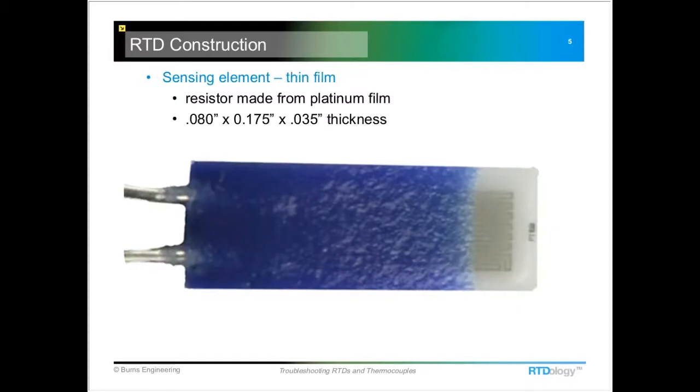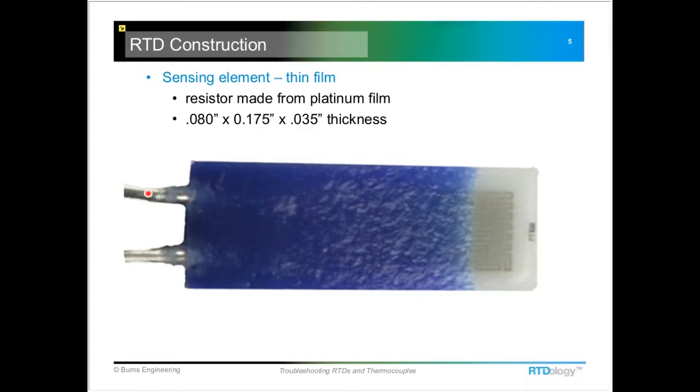The other style is a thin film sensing element. Now these are a lot smaller, 80,000ths in width and a little over 1/8 of an inch long. Lots of different sizes of these around. This one's a pretty common size. And here you can see this little kind of gray stuff here is the actual platinum, which is deposited on a ceramic substrate, and it's put on in a little trace so that they get the right resistance value at 0 degrees C.